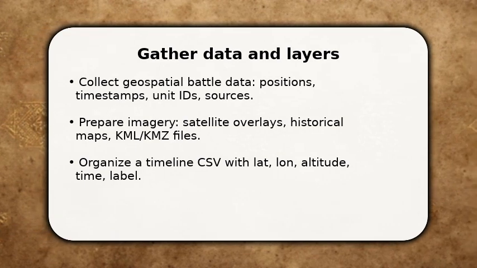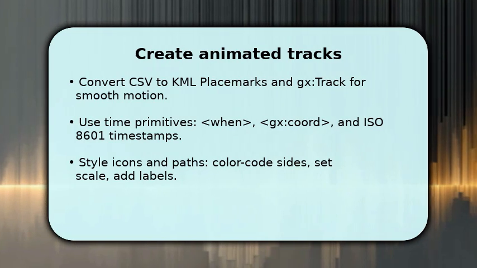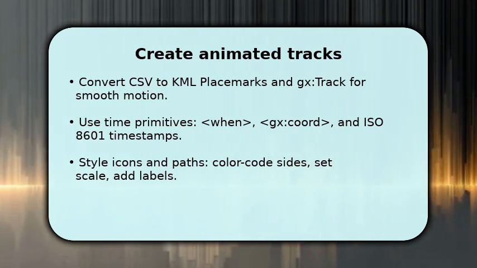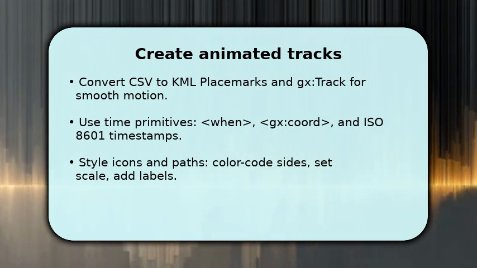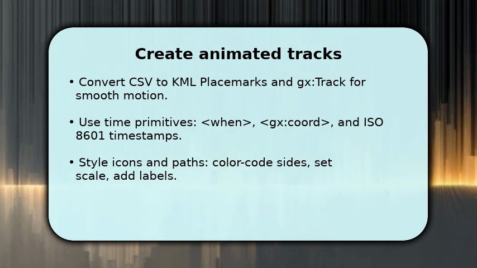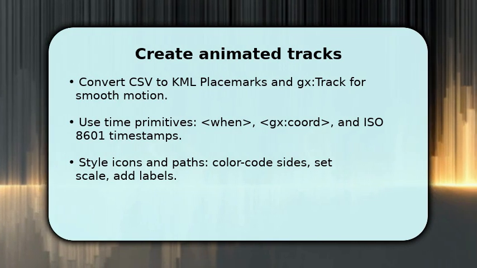Now build the animation. Transform your timeline into KML with gx:Track elements for smooth interpolation. Import the track KML into Google Earth, check that timestamps appear on the time slider, and adjust sample rates for smoother playback. Style each force with distinct icons, colors, and altitude offsets so overlapping paths remain visible.